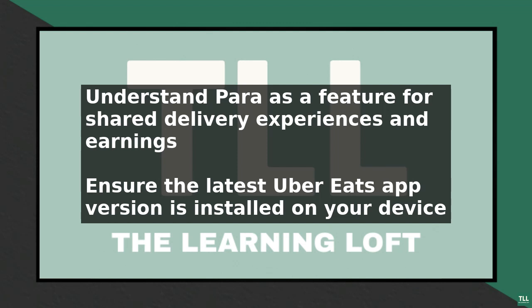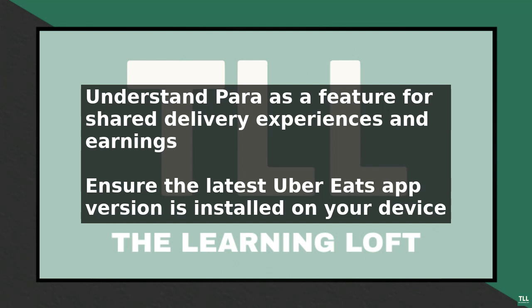First, ensure you have the latest version of the Uber Eats app installed on your device. Open the app, navigate to the menu, and select the Para option. If you do not see the Para option, check your app version or contact Uber Eats support.